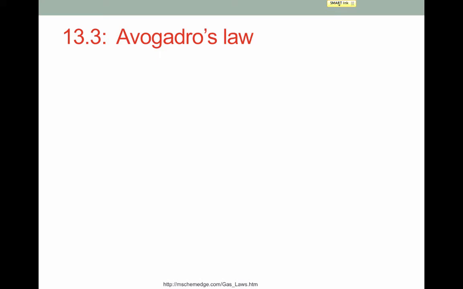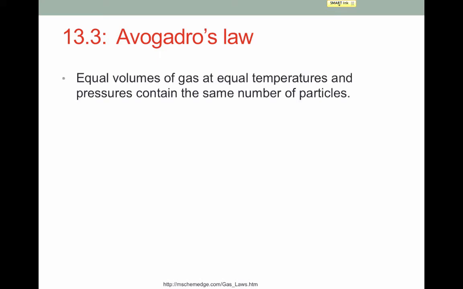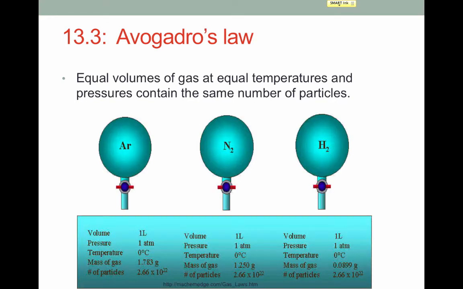An interesting consequence of Avogadro's law is that equal volumes of gas at equal temperatures and pressures will always contain the same number of particles. Take, for instance, 3 different samples of gas, argon, nitrogen, and hydrogen. If they all are at the same pressure and temperature, and they all occupy the same volume, they will all contain the same number of particles. Notice they don't have the same mass, however. This is something you should consider. Why don't they have the same mass?